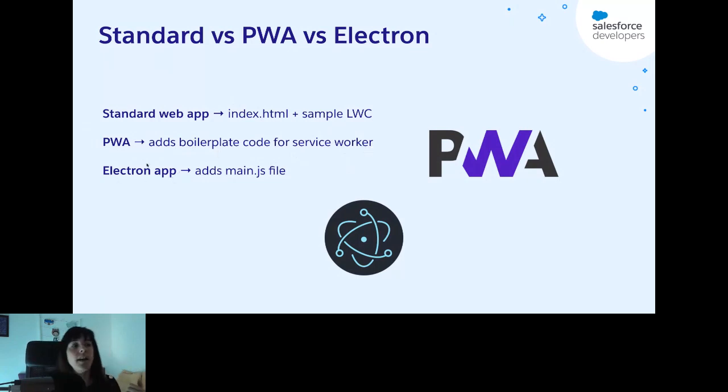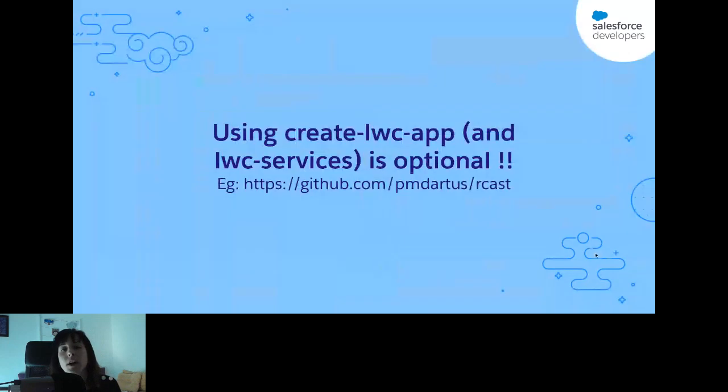And finally, if you want to create an Electron app, which is normally a desktop app that you create with HTML, JavaScript and CSS, it is going to add also the boilerplate code needed, concretely the main.js file. So those are some options that you may be interested in if you want to work with Lightning Web Components OSS.